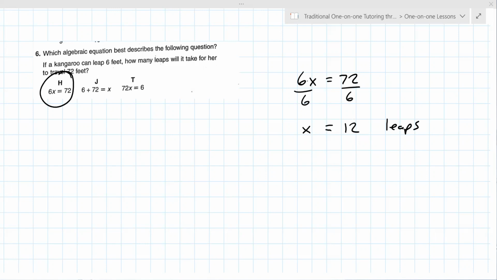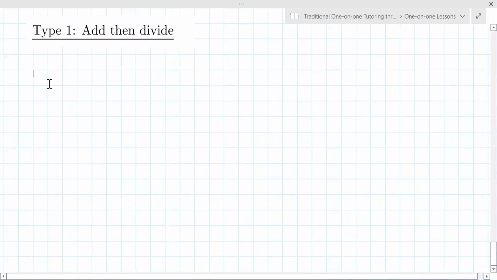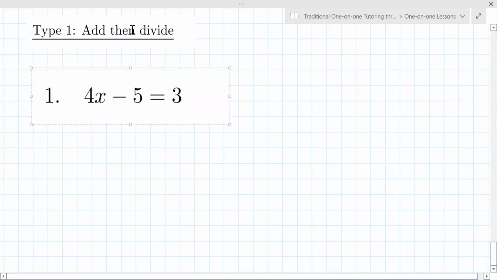Okay. Let me get something up here for us to look at. All right, so we're not going to talk about why this is the correct method. We're just going to do it for a few problems, and then we'll talk about why in a moment. For every problem I give you, we're going to add and then divide. Here's the first problem: 4x minus 5 equals 3. So if you're going to add something, what do you think you're adding in this problem based on what we did in previous problems? Probably the 5.